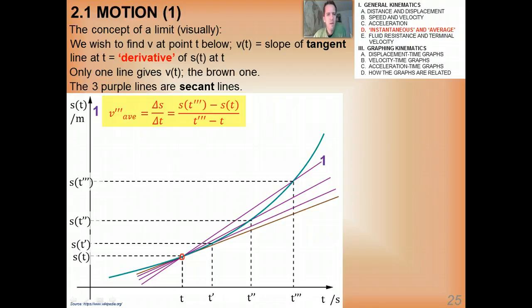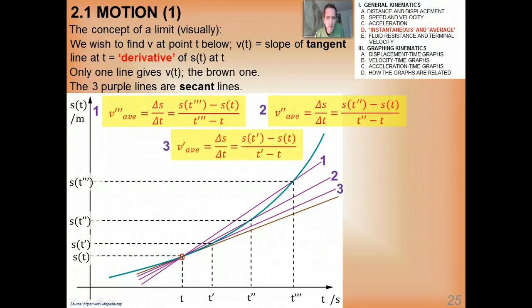So for example, if I want to compute the average or the gradient of line 1, I'm calling that v triple prime average because t triple prime is the time out here, indicated by three primes. It's the change in distance over the change in time. Well, this is the rise over the run. This is going to be s of t triple prime minus s of t all over t triple prime minus t. For line 2, same thing, except I have s of t double prime and t double prime. And for line 3, which is the one that has the minimum slope just above the brown tangent line, which is what we're interested in finding, it's s of t prime minus s of t all over t prime minus t.